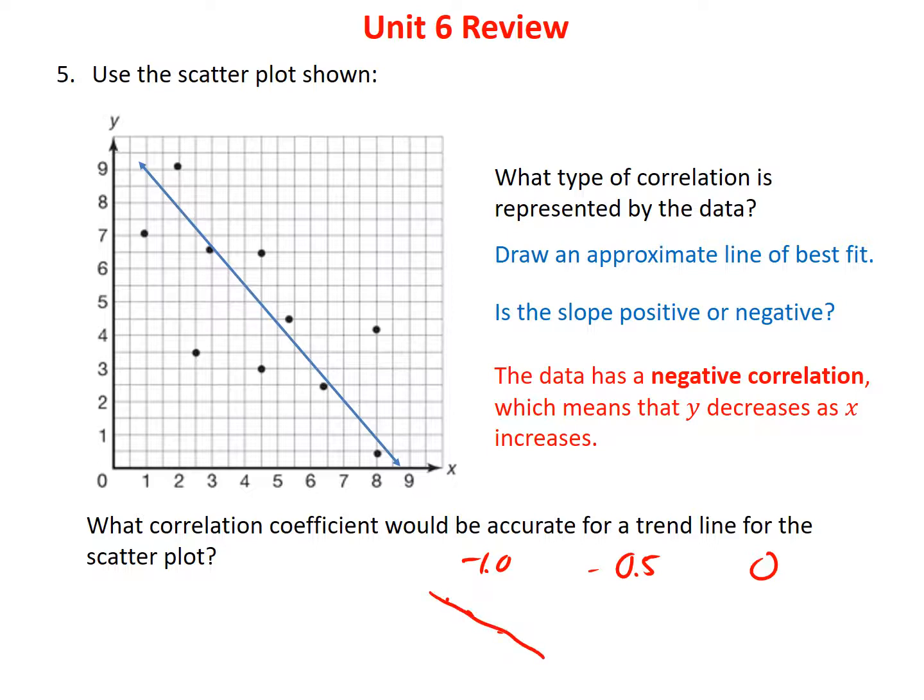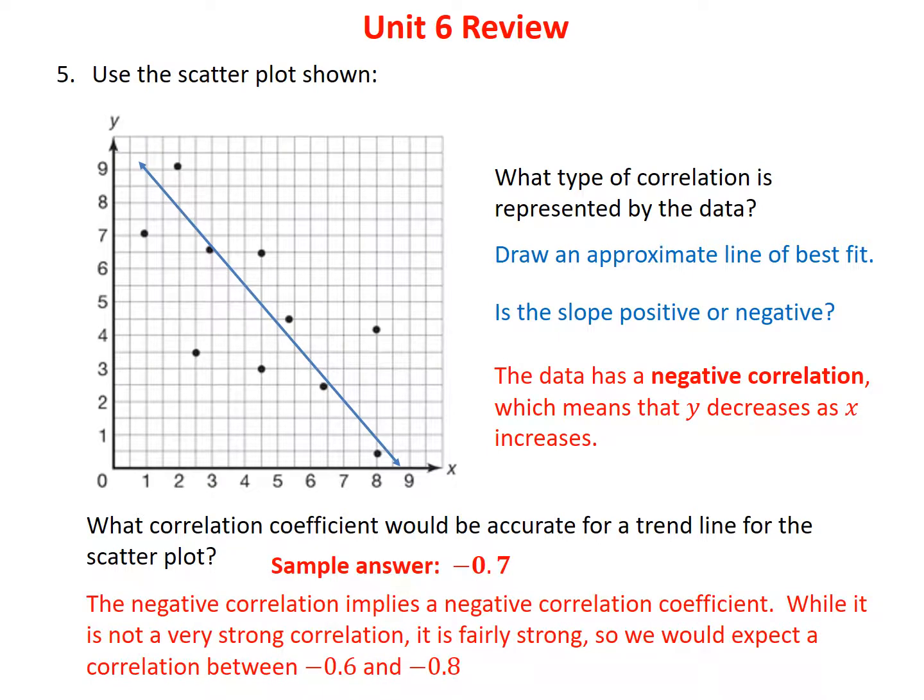Minus 1 would mean that every point was on the line. That would be absolutely accurate. 0 would be all over the place and there's really no correlation. 0.5 would mean there's sort of a correlation, but it's kind of halfway. As I look at this one, I say, well, it's not a 1 and I think it's bigger than a 0.5. So I'm going to estimate that it might be about a negative 0.7. Remember, it's negative because it has negative correlation. I expect it to be bigger than 0.5 and less than 0.9, somewhere in between 0.6 and 0.8. And I put as a sample answer, no exact answer, negative 7/10.